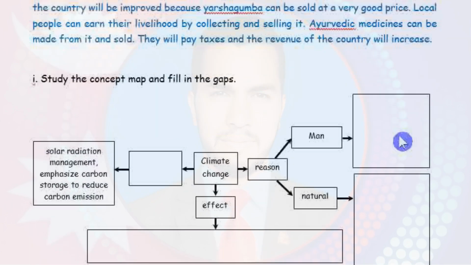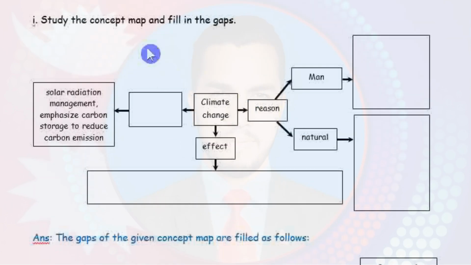Now let's go to I number. Study the concept map and fill in the gaps. Here let's observe the concept map. Let's go to the center: climate change. Climate change, on the right side.